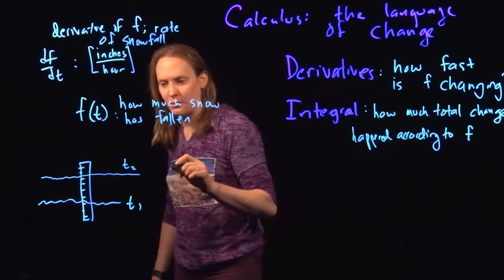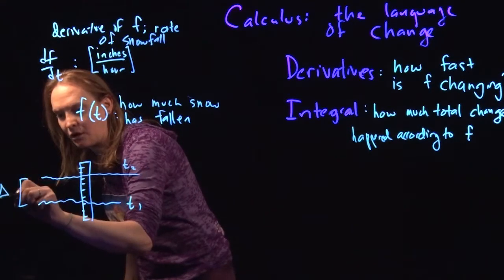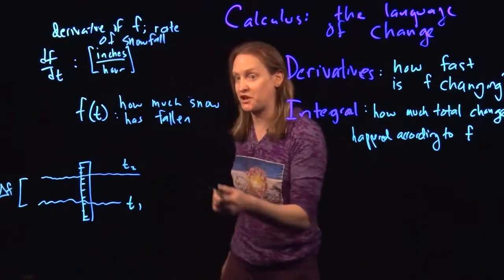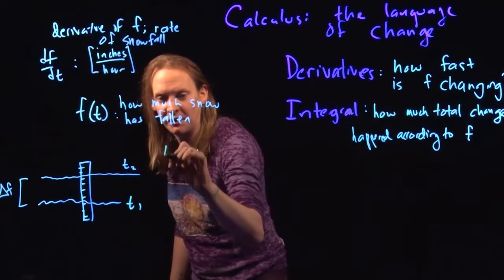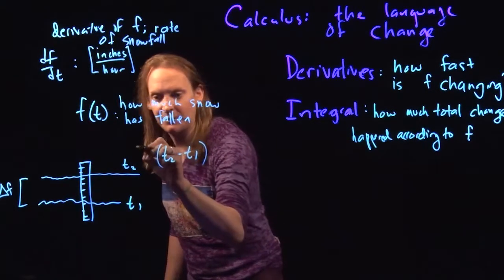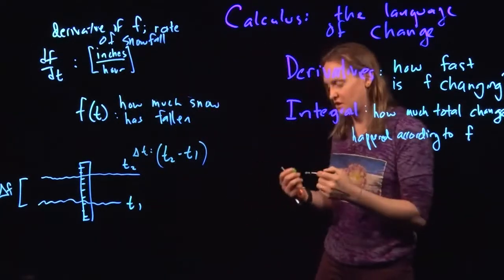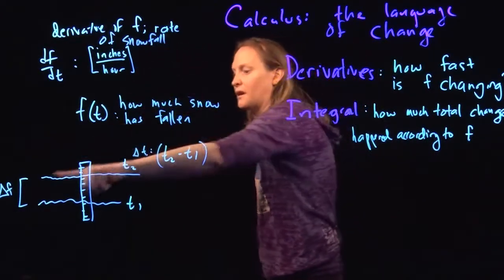Okay? So this distance right here is what we're going to call delta F. That's the change in F, the change in the amount of snowfall that has fallen. And the difference between T2 and T1, that's my delta T, the change in time. So inches per hour.